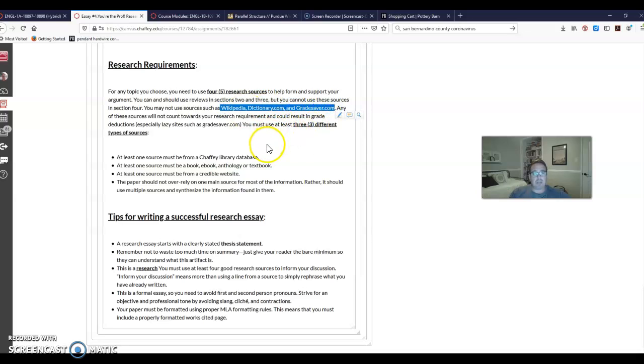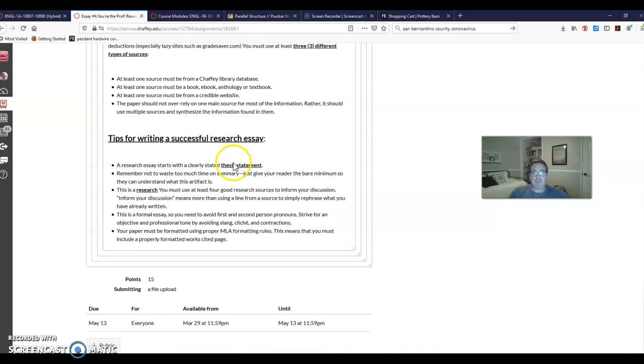You need to use ideas from other sources. So make sure you adhere to that. And then here's some tips, right? And let me reiterate it again. Don't waste too much time on summary stuff, right? Try to get to analysis and working with your sources that you find. Okay, that's one of the big skills that we're working on with this paper.